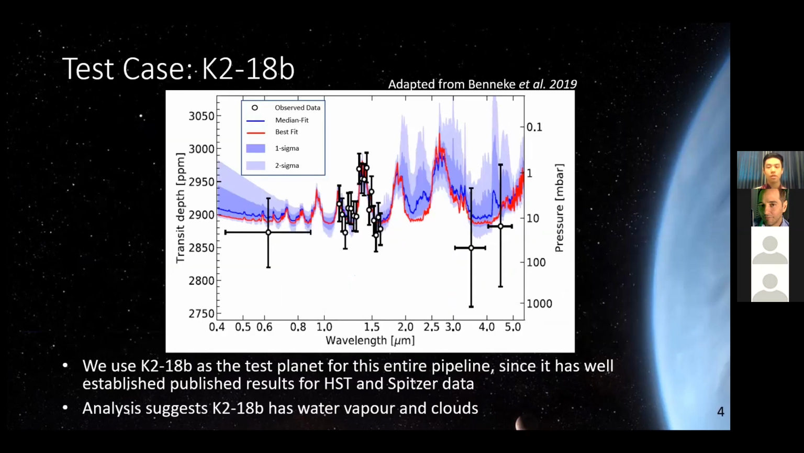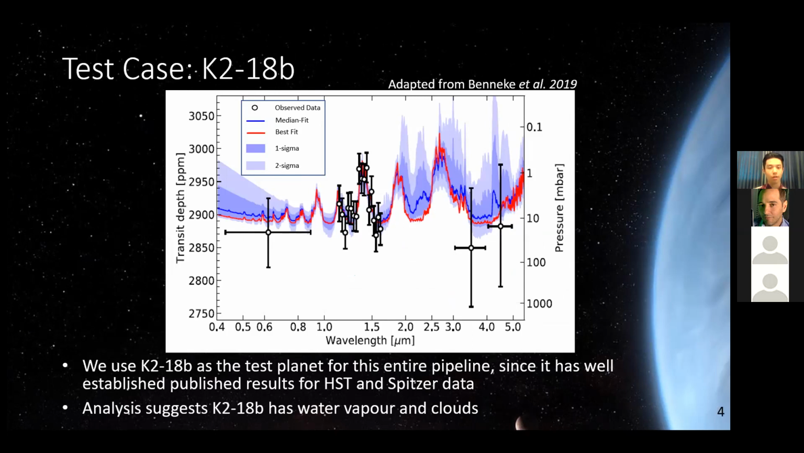So in order to see whether or not this pipeline works, we use K2-18b as a test case. This is because there's been a recent study from Benneke et al. 2019. As seen in this figure from the paper, it shows the retrieval spectrum and the model based on 20 observational points in white dots. And these are from K2, Hubble, and Spitzer.